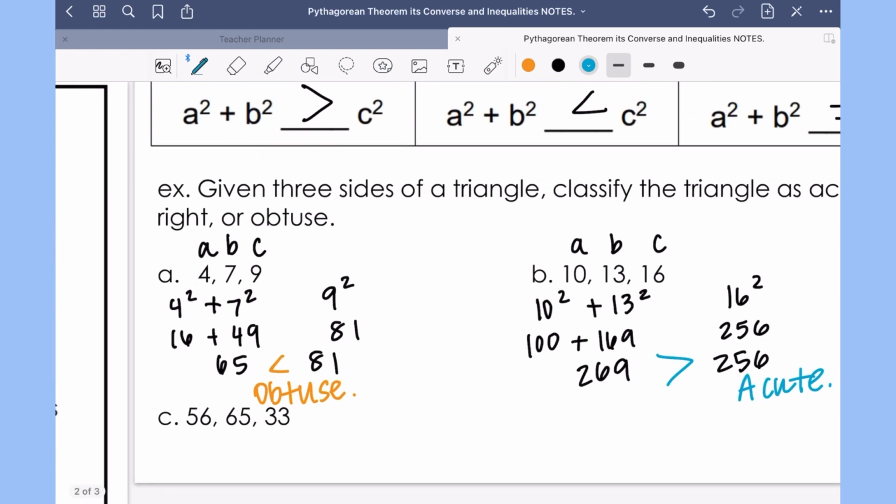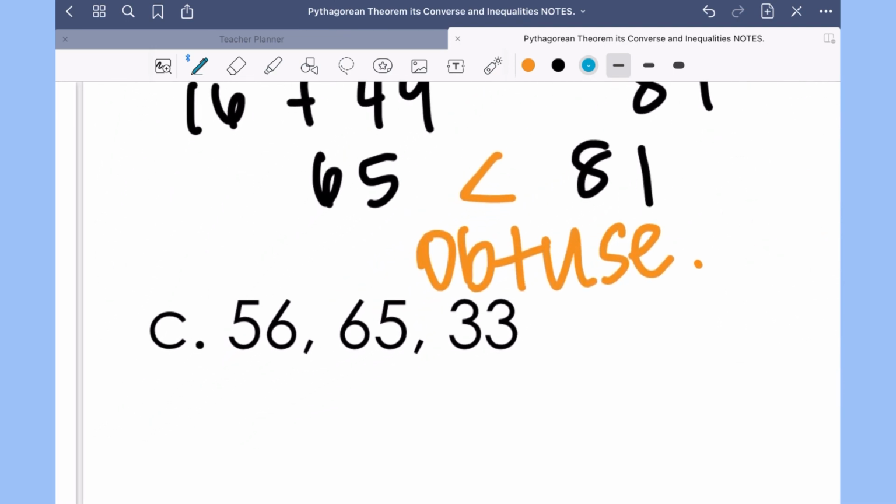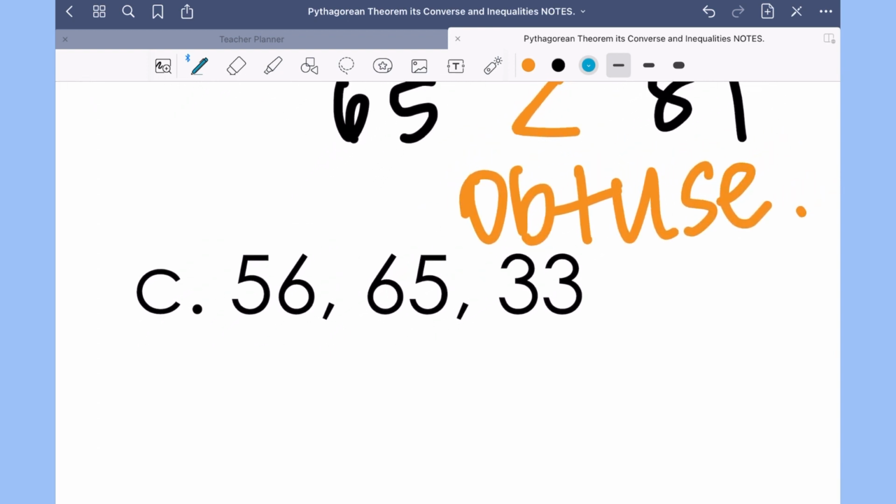Okay. And then the last one here, sorry, it's way here at the bottom. 56, 65, and 33. So these are big numbers. But if you want to pause the video and see if you can do it on your own, this would be a great chance to pause the video. So I'll let you do that. Pause the video. Try it on your own. Okay, if you're back from trying this on your own, or if you just waited until I started back up, it's fine. Let's do this one.